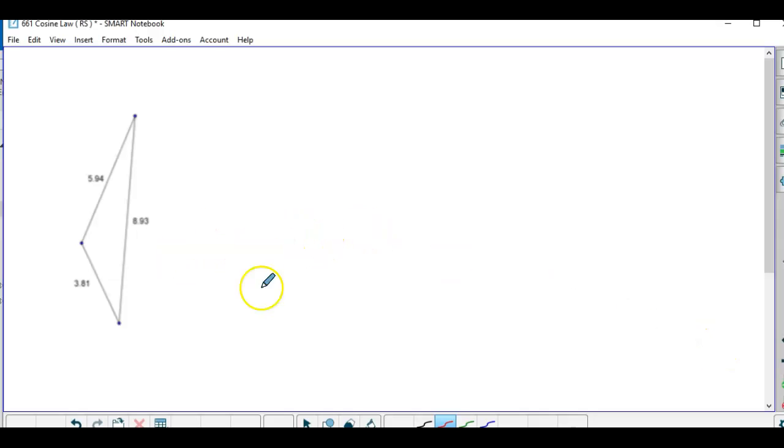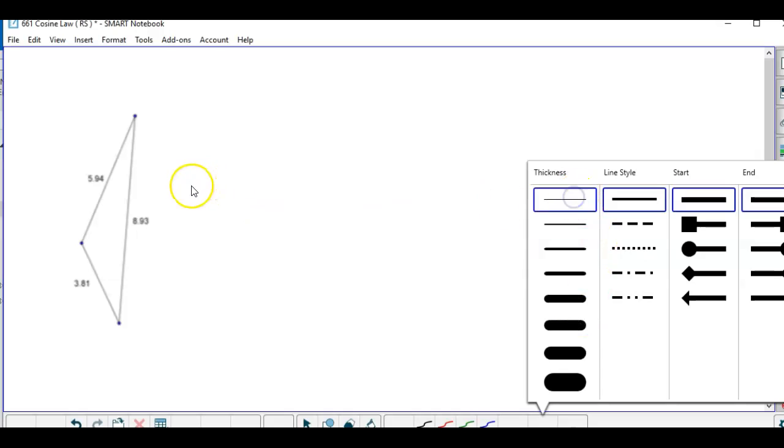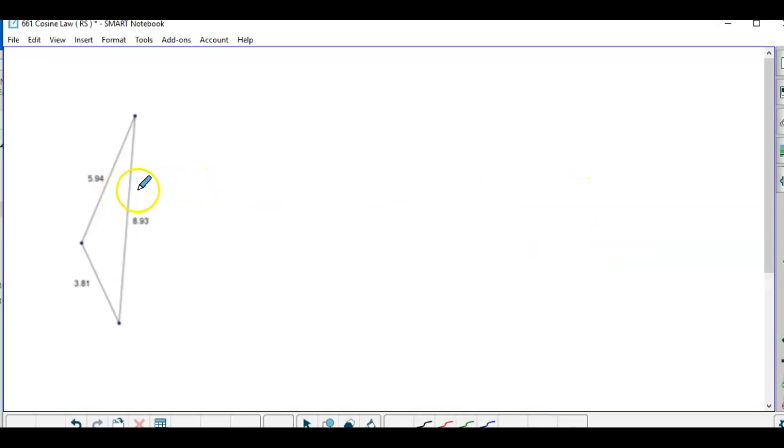Okay, next one, solving this one. So this has three sides, so we want to calculate an angle. Okay, we'll need to get all three, but to start, calculate an angle. So taking a look at this, maybe I'll do this big one here. So if you want to call it C, you can.